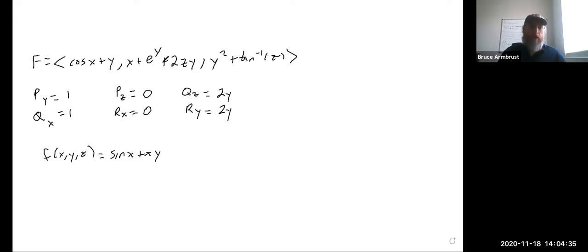All right, then we go to the next piece and integrate that with respect to y. Well, the x gives us xy. That's already there. We're going to get an e^y, and we're also going to get a zy squared from this piece. Now we integrate this last part with respect to z. y squared gives me zy squared. And then I have to integrate inverse tangent of z.